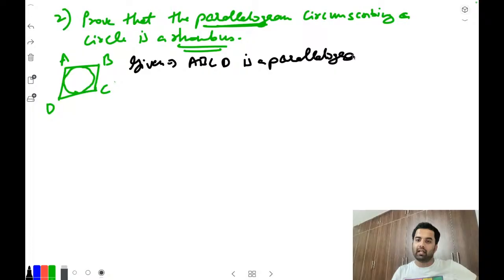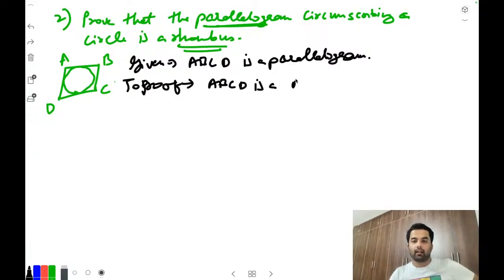I'm telling you the answer writing also. ABCD is a parallelogram. To prove what we need to prove, we have to prove that ABCD is what? Rhombus. Okay.